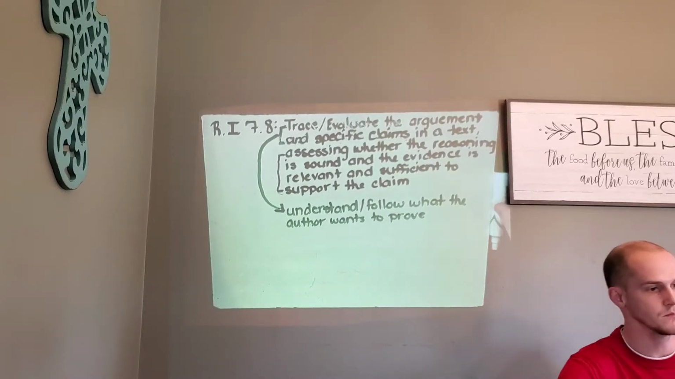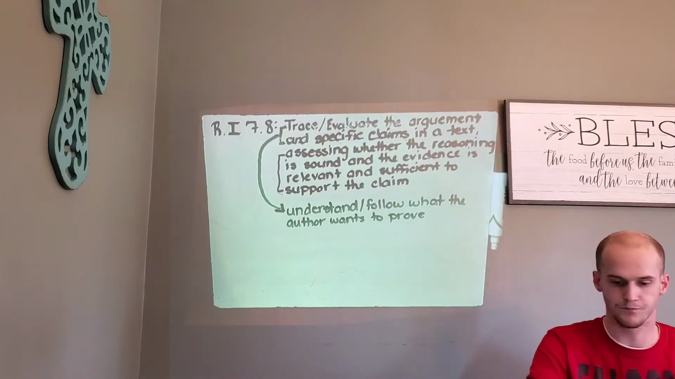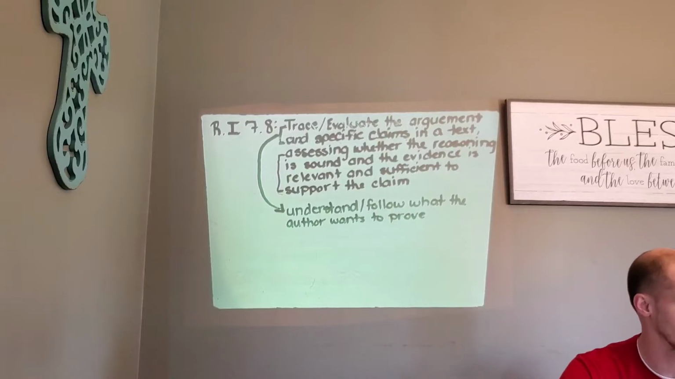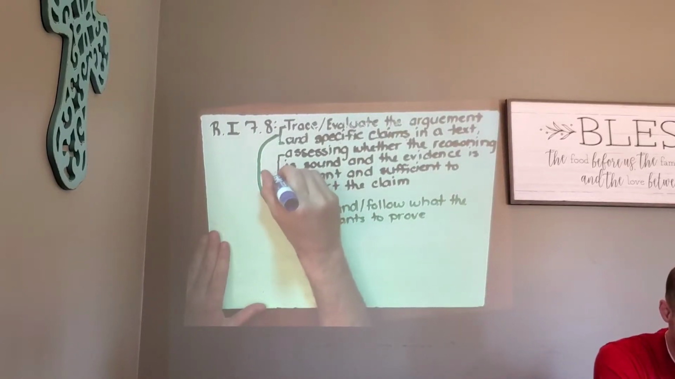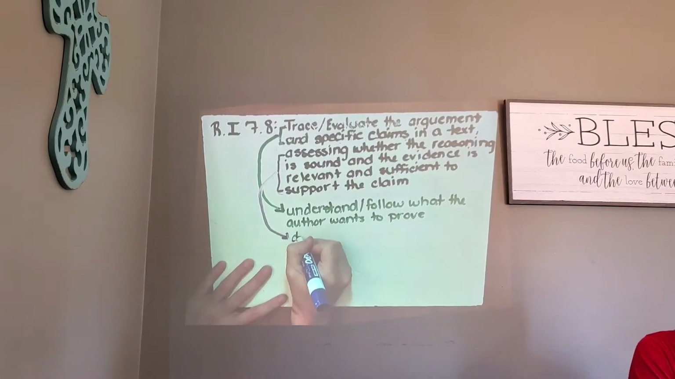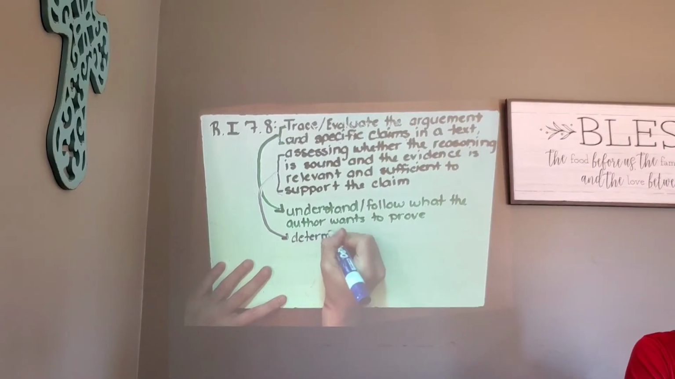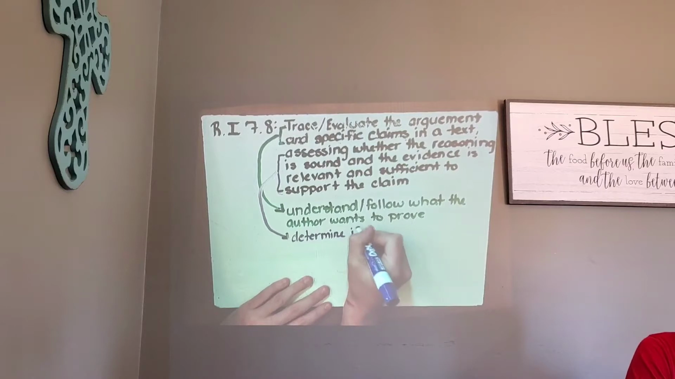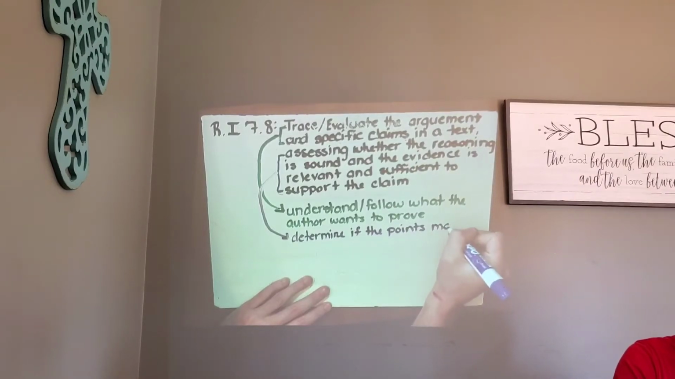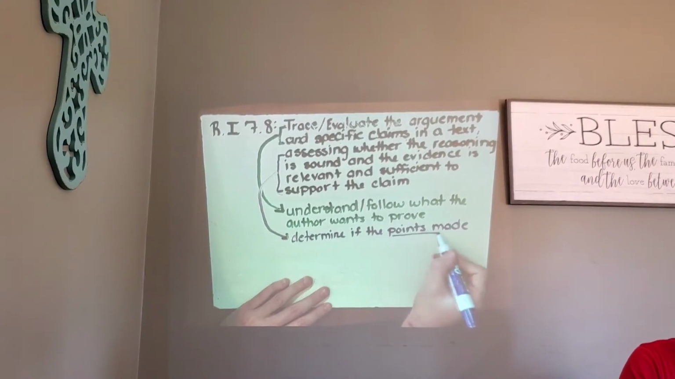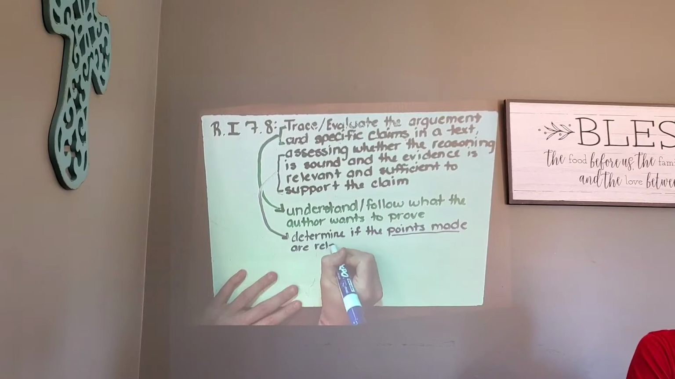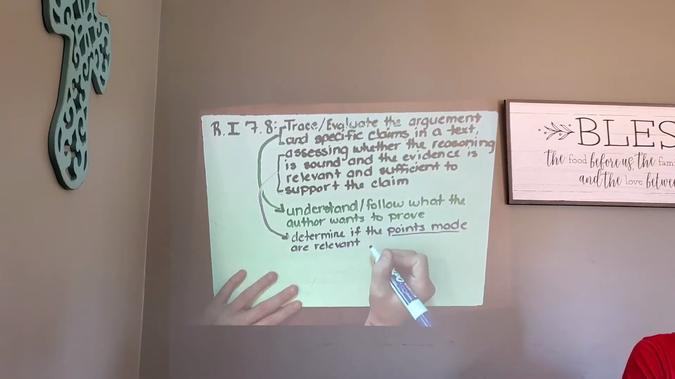The second step is in these next four lines right here. Assessing whether the reasoning is sound and evidence is relevant and sufficient to support a claim. To make this easier to understand, let's put it down here in step two. Step two is determine if the points made, or the details, these are the details, are relevant or go along with what the author wants to prove.